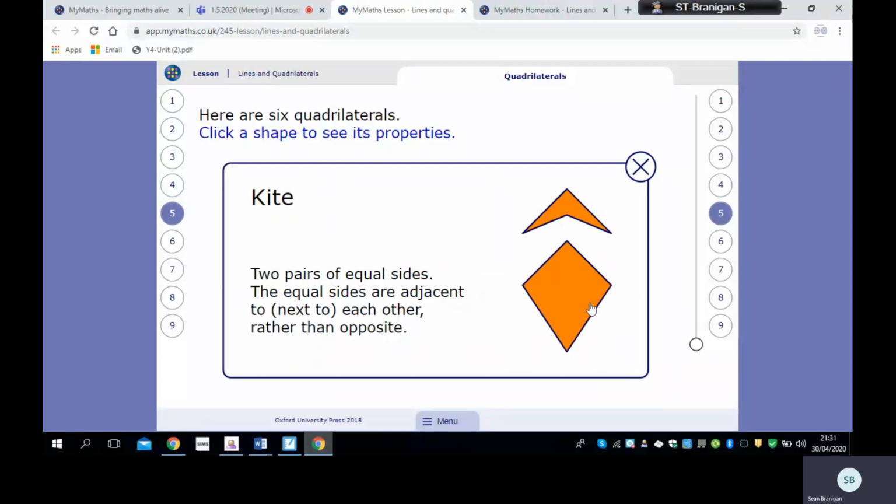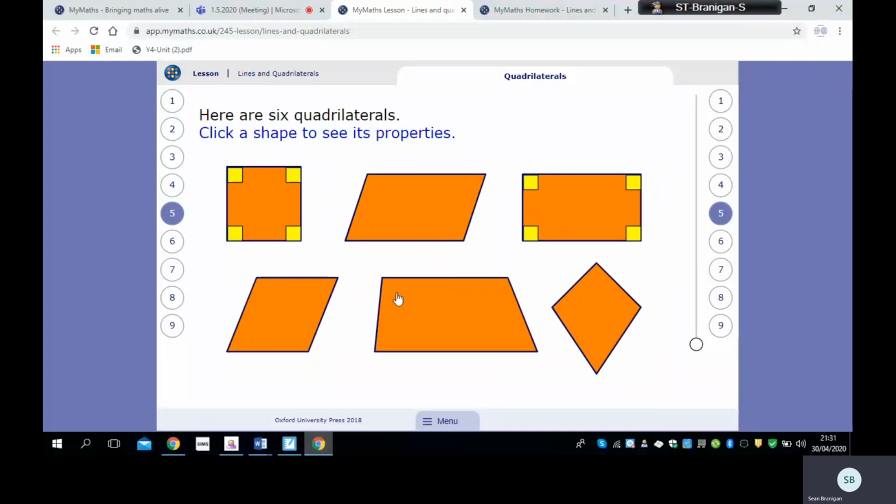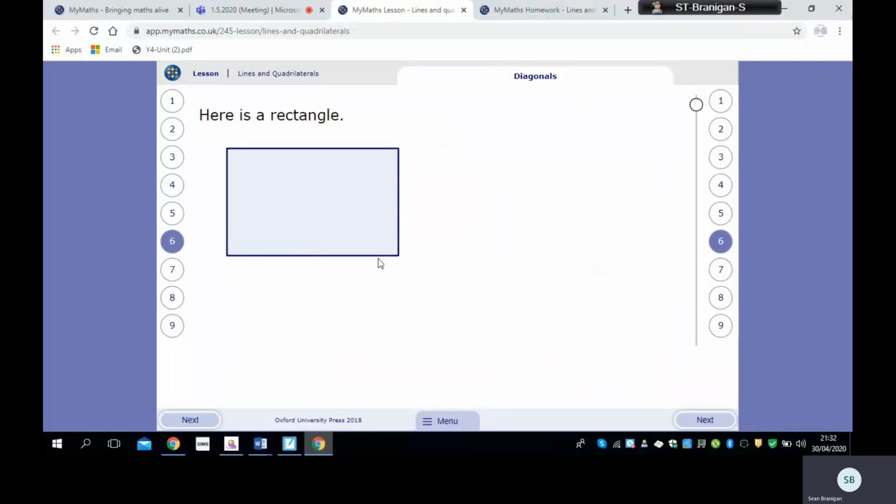Finally, we'll look at the kite. There's 2 different versions of a kite there. This is the one you're probably more familiar with because it's the one that you often see flying on a windy day. It's got 2 pairs of equal sides. So these 2 are of equal length and these 2 are of equal length. 2 pairs. However, they don't run opposite each other. They run adjacent to each other. Adjacent means next to. This kite here, these 2 lines are adjacent to each other, and these 2 lines are adjacent to each other.